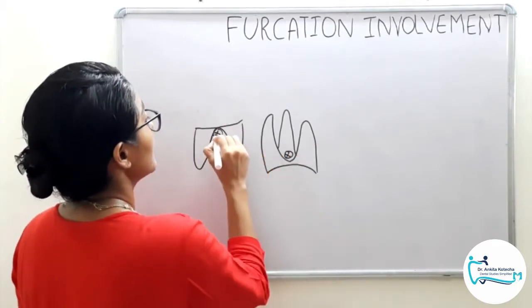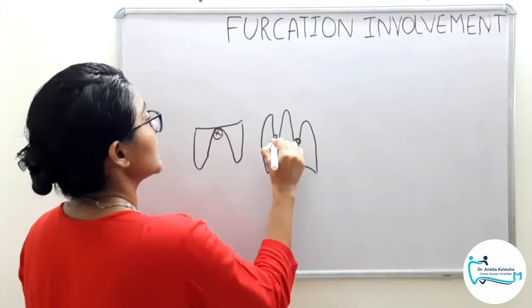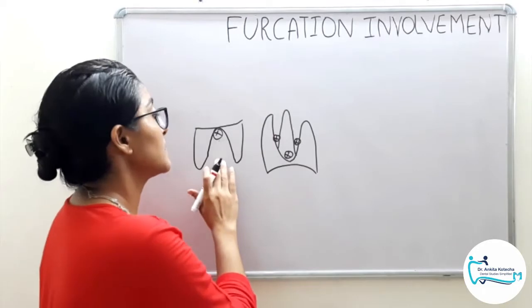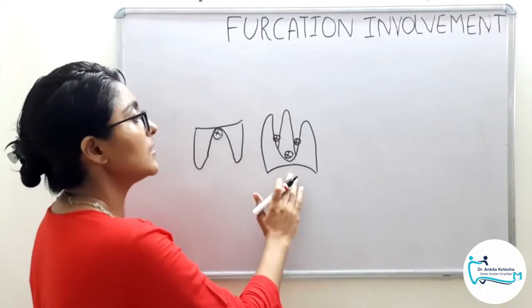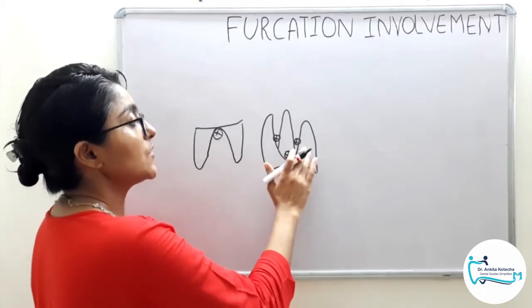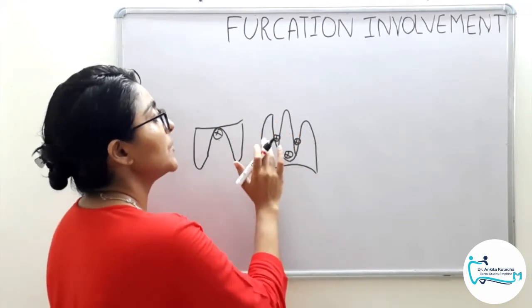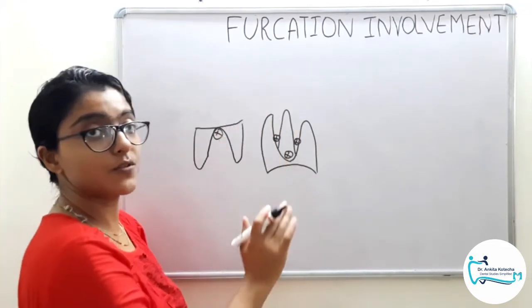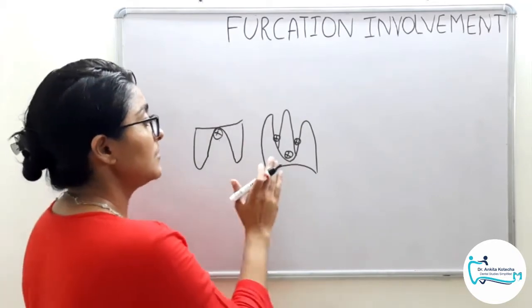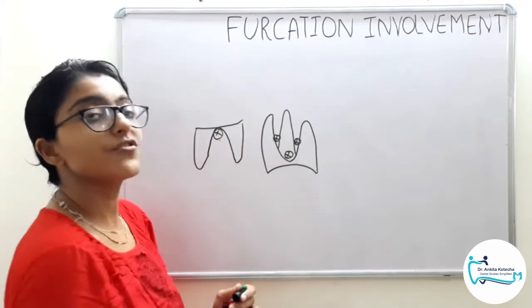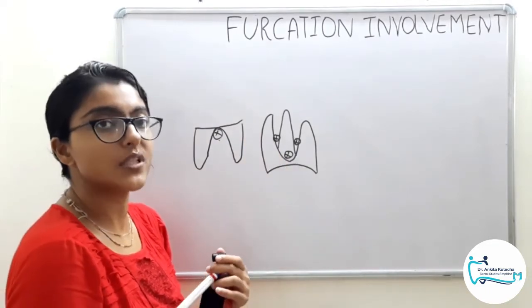Here in maxilla we have 3 furcation areas, and in mandibular 2 furcation areas, that is buccal and lingual. Here we have in between mesiobuccal and distobuccal root, between mesiobuccal and palatal root, and between distobuccal and palatal root. Clear? These are the furcation areas, the area between the bifurcation or trifurcation of a multi-rooted tooth.